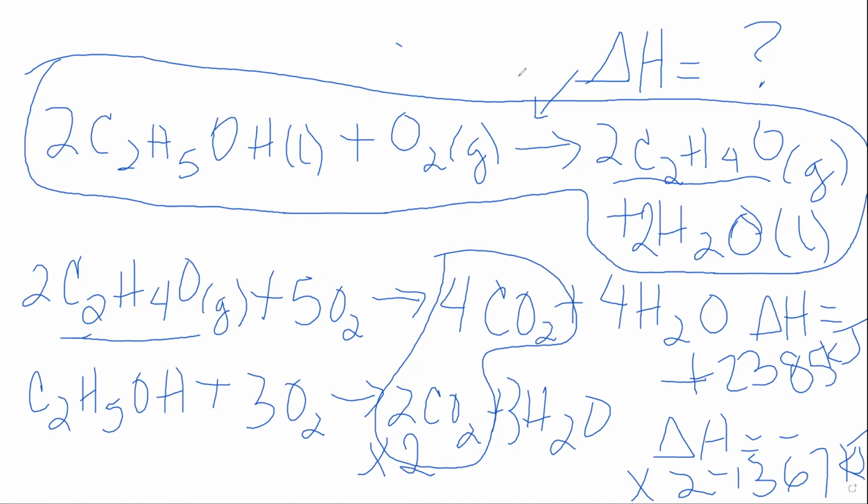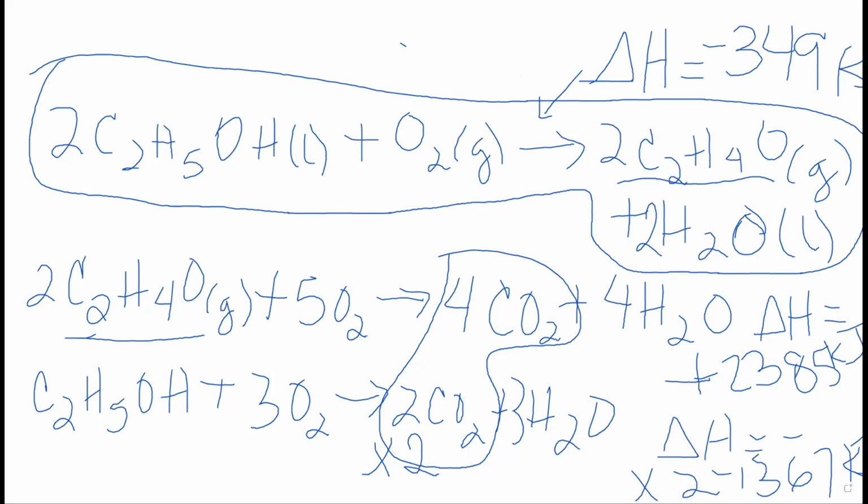It's negative, I forgot to put the negative, 1367 times 2. That gives me negative 2734, right? And then we add it to the one that we just reversed, and that is 2385. And the answer is negative. If you got that, then you did great. If not yet, we're going to do a few more. Negative 349 kilojoules.